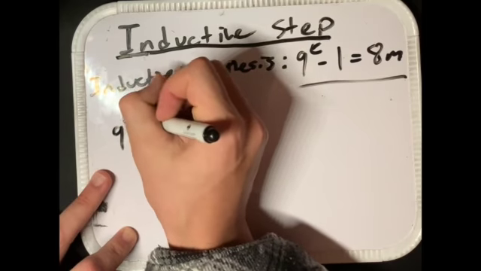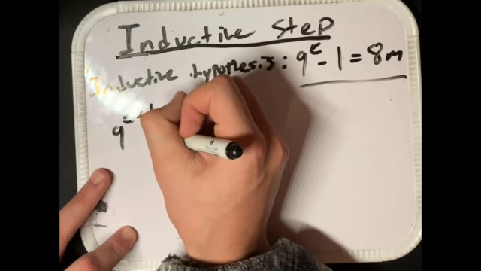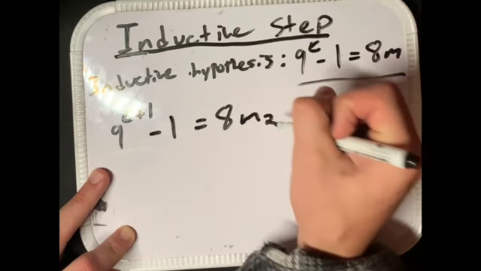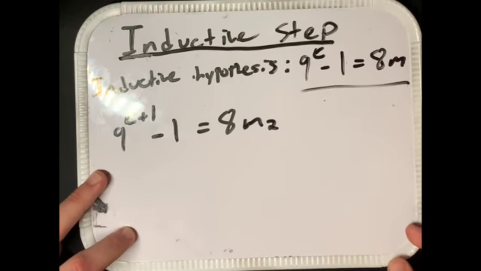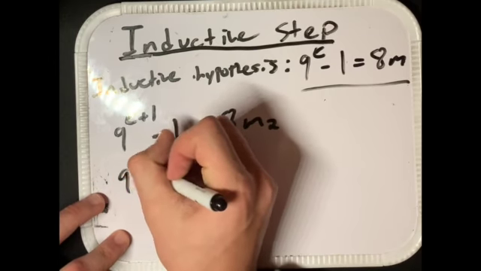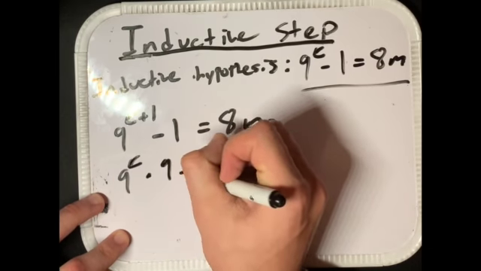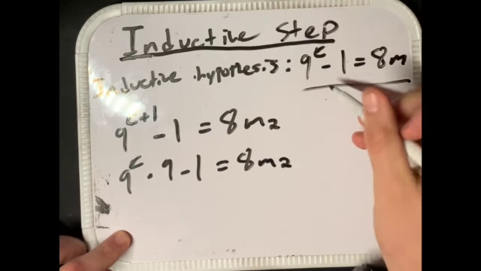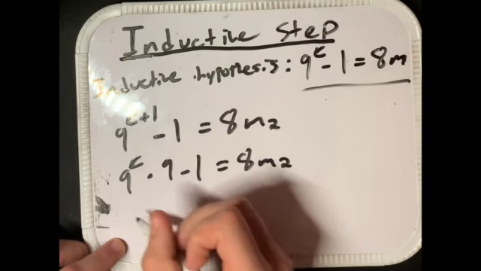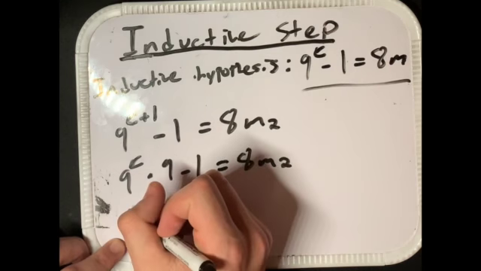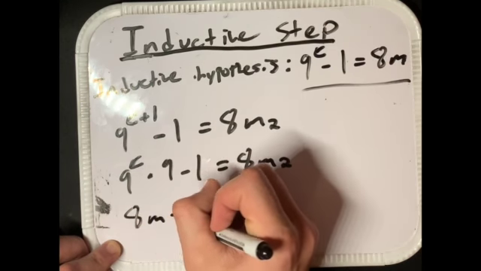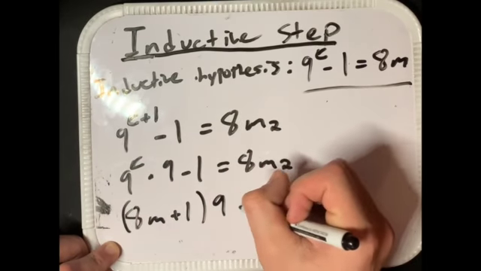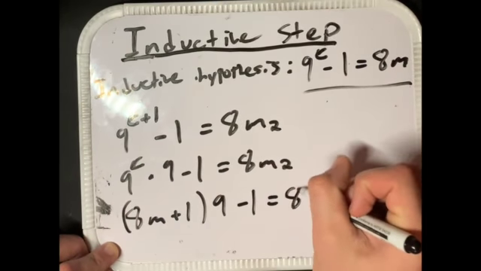So we're now going to use that to prove k plus 1, or 9 to the k plus 1 minus 1 is divisible by 8. And we're going to note that as 8 times another arbitrary integer m2. And we can now expand that equation above to 9^k times 9 minus 1 is equal to 8 times m2. Now if you see, we could substitute in 9^k from the inductive hypothesis and get (8m plus 1) times 9 minus 1 is equal to 8m2.